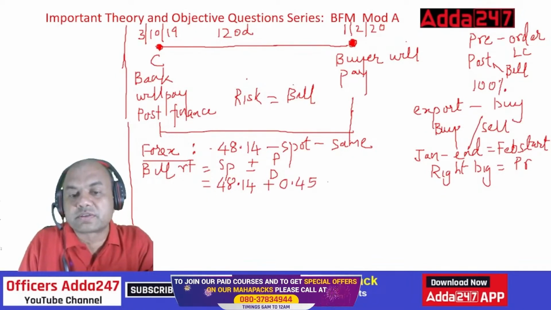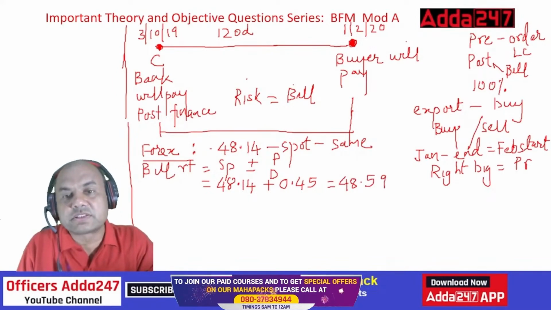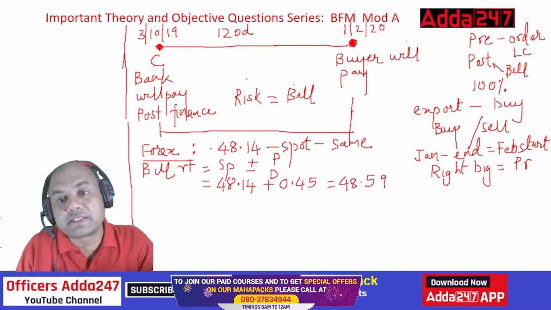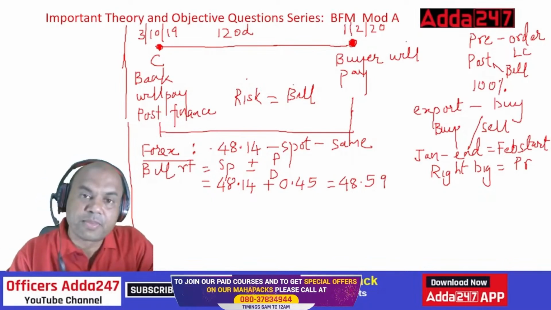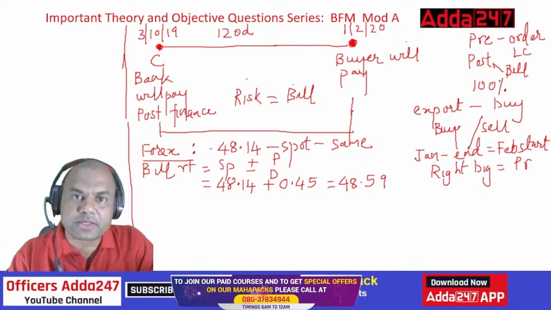What is the answer? 48.59. Okay. So is this my final answer? This is the rate to be quoted. But is this my final answer? No. Why? Because here, always remember in any forex there are three parts.